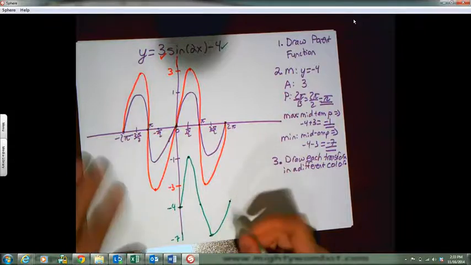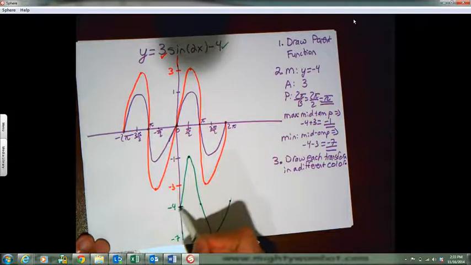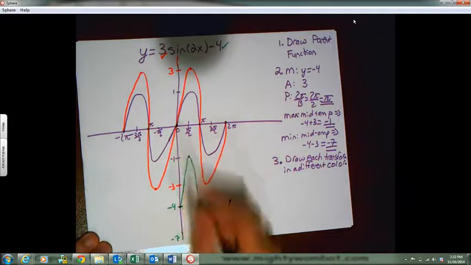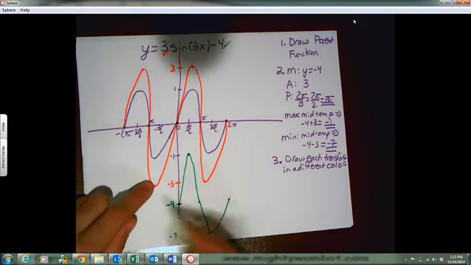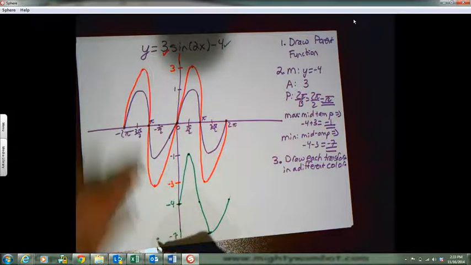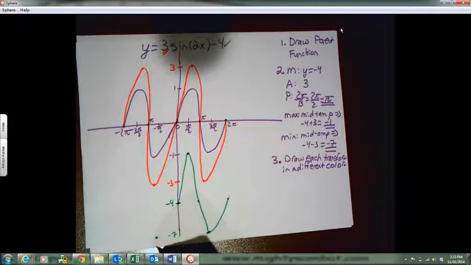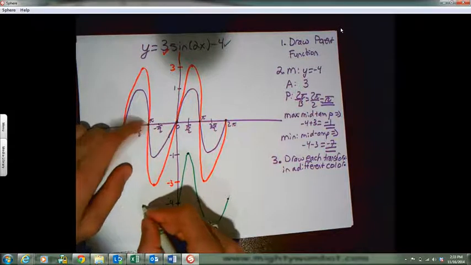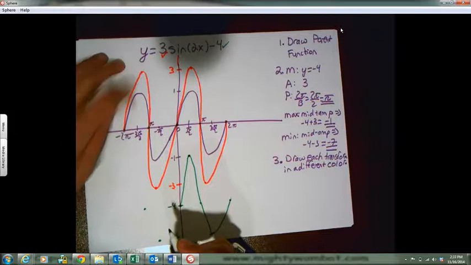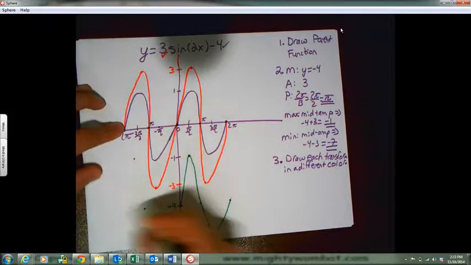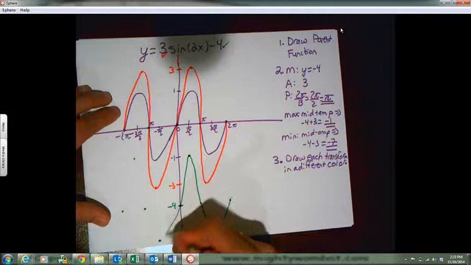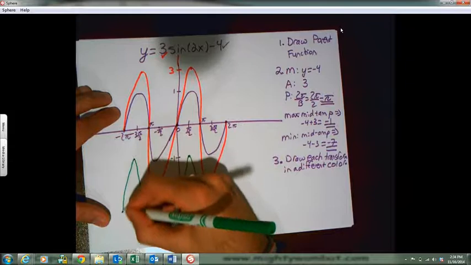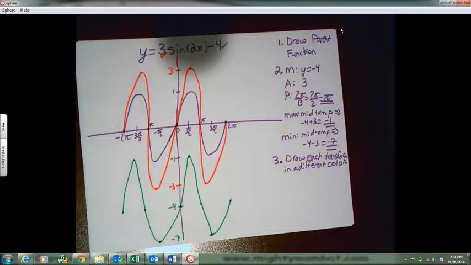On the negative side, when x is negative, again we're looking at the red graph, so this negative 3 comes down to negative 7. This 0 right here comes to negative 4. This 3 comes to negative 1, and this 0 comes to negative 4. So we're going to come down, up, and down. Okay? The last one, I'll do it in blue, is this 2.